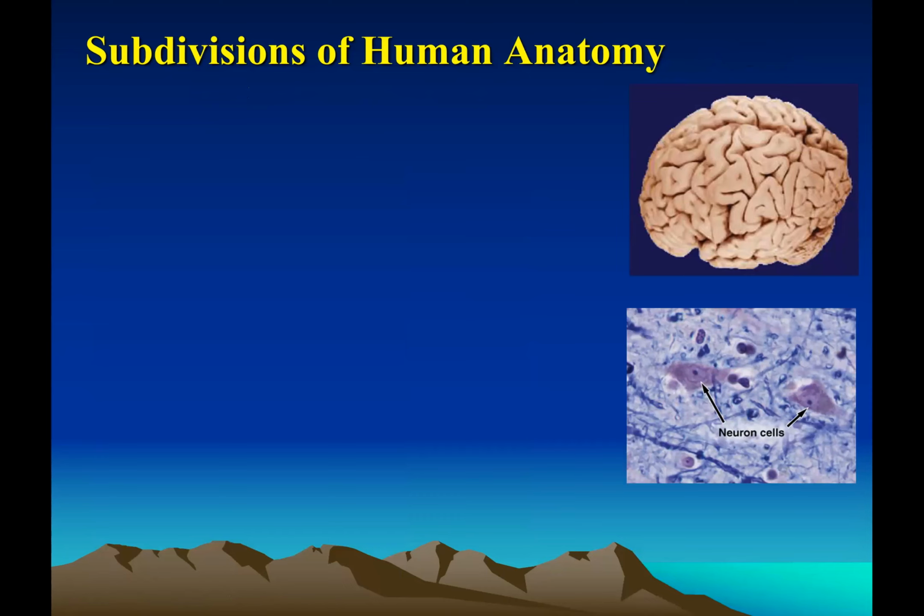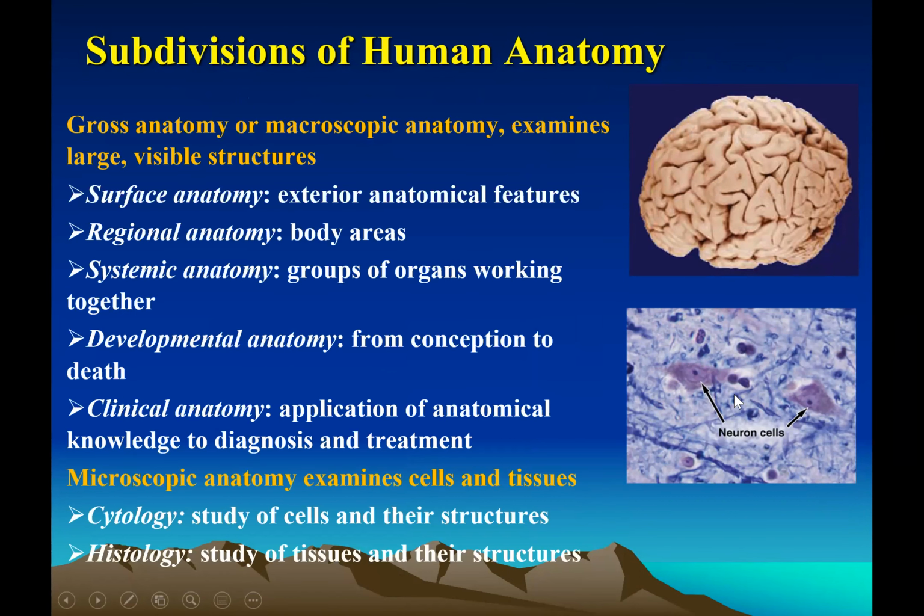Let's talk about some of the subdivisions in anatomy and physiology. When you're studying the surface structure, or what you can see, it's called gross anatomy. The things that you can't see, you need a microscope, like a compound microscope or an electron microscope. If you can't see it with your naked eye and you need to use a microscope, it is called microscopic anatomy. So we have gross anatomy and microscopic anatomy.